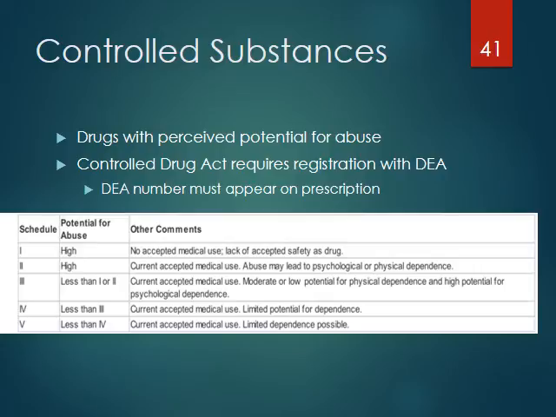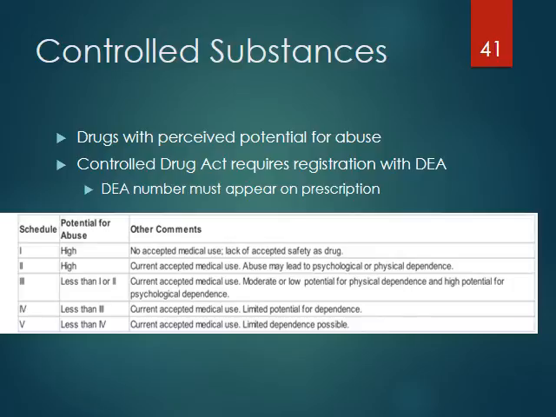The last thing we'll talk about is controlled substances, since we're talking about abuse of medications. Medications become a controlled substance when the DEA feels they have a perceived potential for abuse. The Controlled Drug Act requires registration with the DEA, so both dispensers and prescribers all have to register. Whenever you're writing a prescription for a controlled substance, the DEA number needs to appear on the prescription.